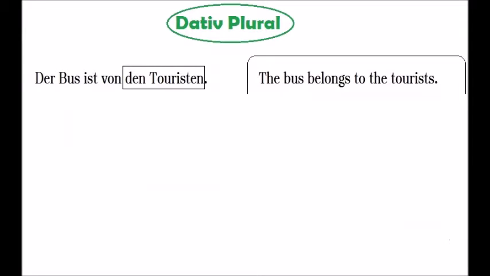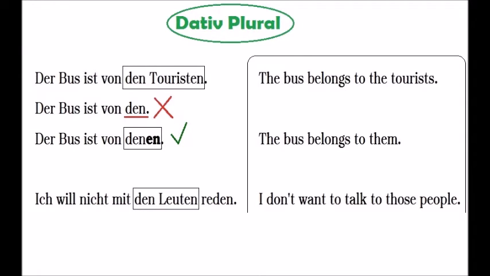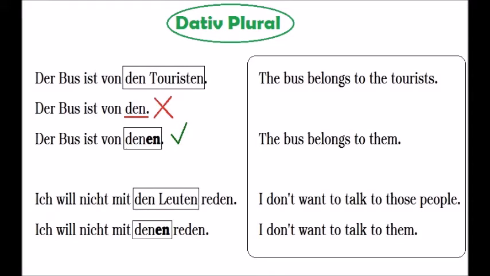Here are some examples. Der Bus ist von den Touristen. The bus belongs to these tourists. If you cancel the noun Touristen, it is not der Bus ist von den. You have to say der Bus ist von denen. The bus belongs to them. Ich will nicht mit den Leuten reden. I don't want to talk to those people. Ich will nicht mit denen reden. I don't want to talk to them.